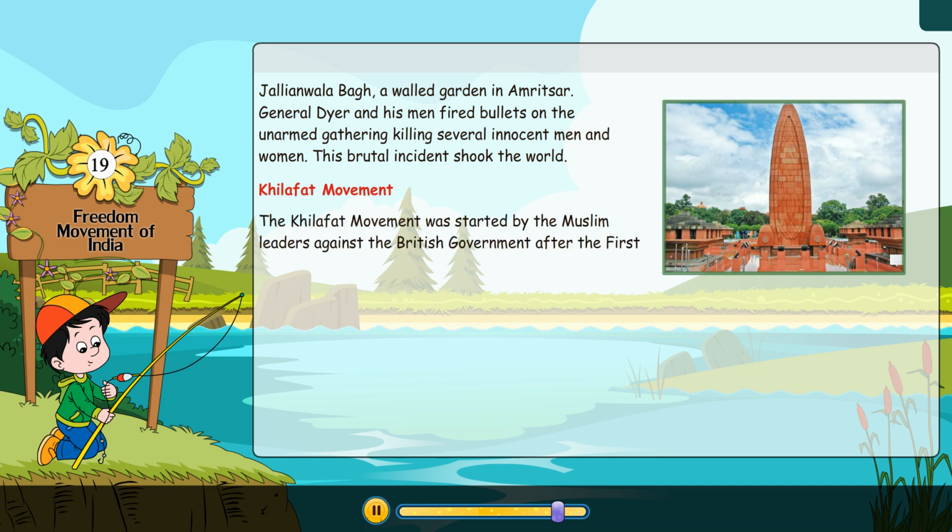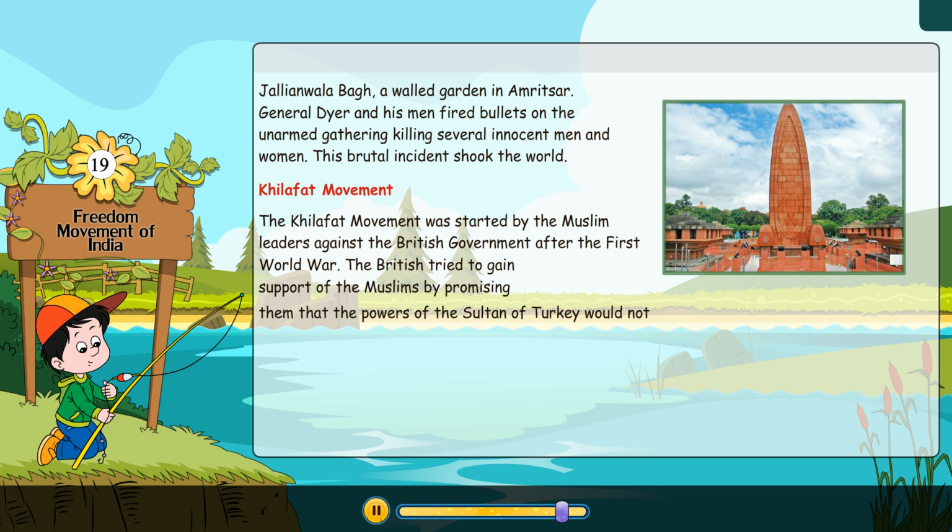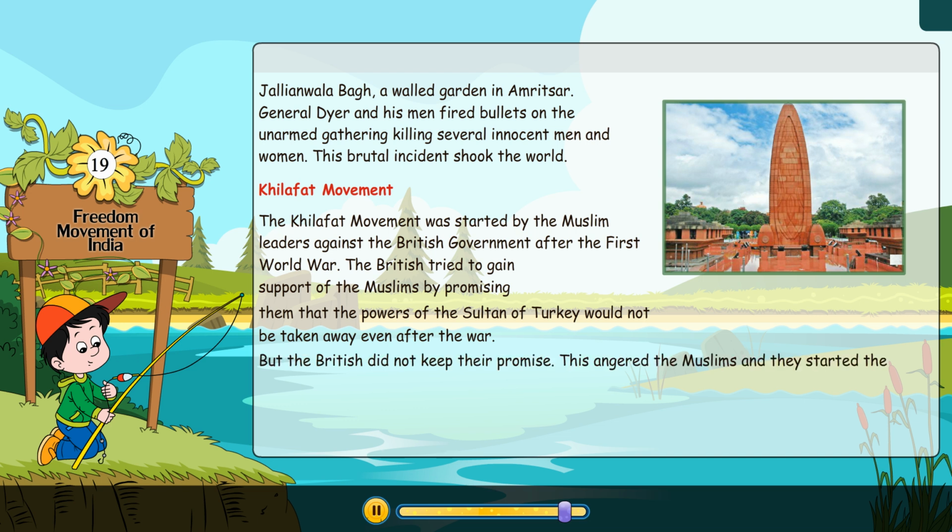Khilafat movement. The Khilafat movement was started by the Muslim leaders against the British government after the First World War. The British tried to gain the support of the Muslims by promising them that the powers of the Sultan of Turkey would not be taken away even after the war. But the British did not keep their promise. This angered the Muslims and they started the movement. In India too, there were protests.